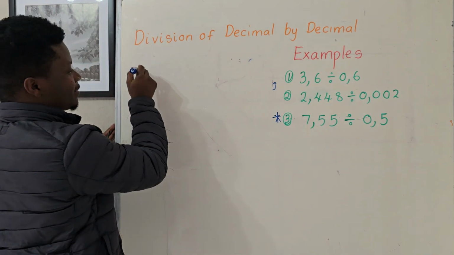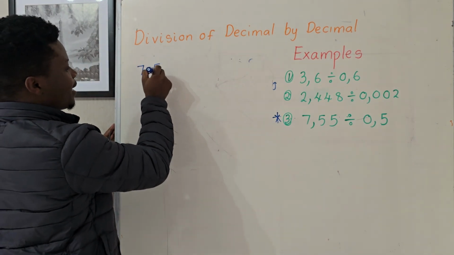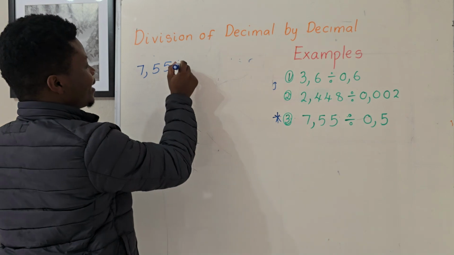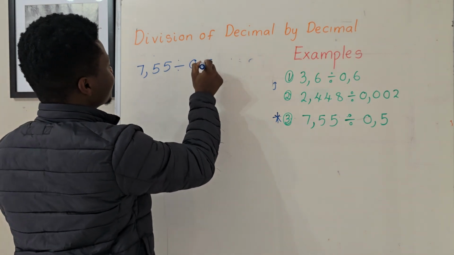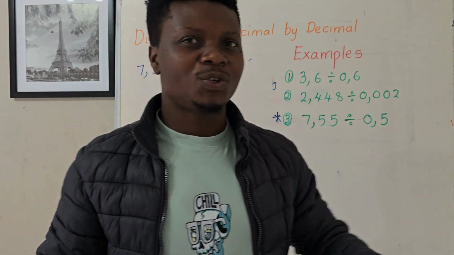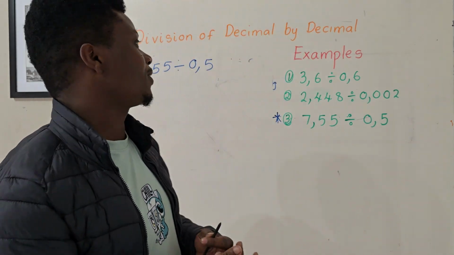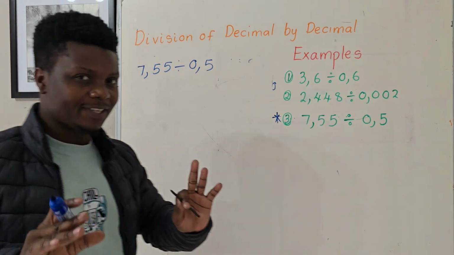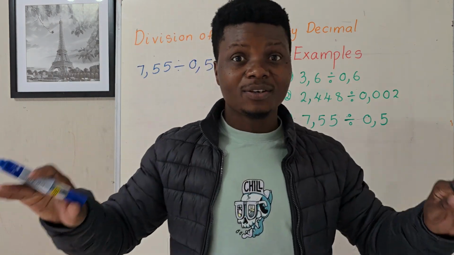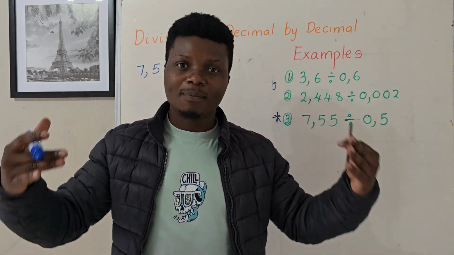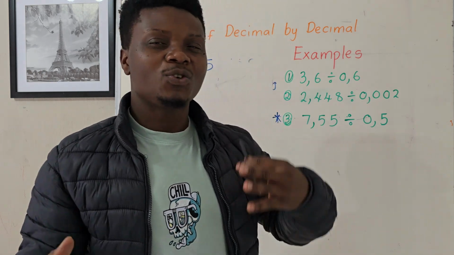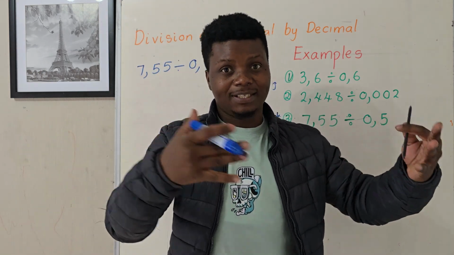So the last one is 7.55 divided by 0.5. If you think you can do it, just try it for a second and tell me what your answer is, and see if it matches my answer. Okay, so the first thing, like we say, we need to get rid of the decimal places. So we have to multiply by powers of 10. So you choose the number that has the most decimal places.